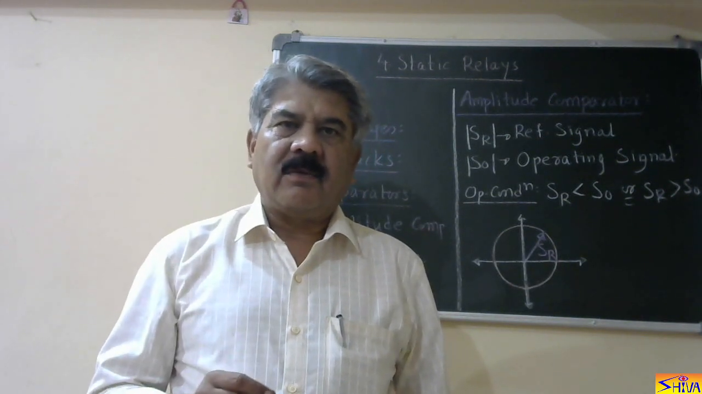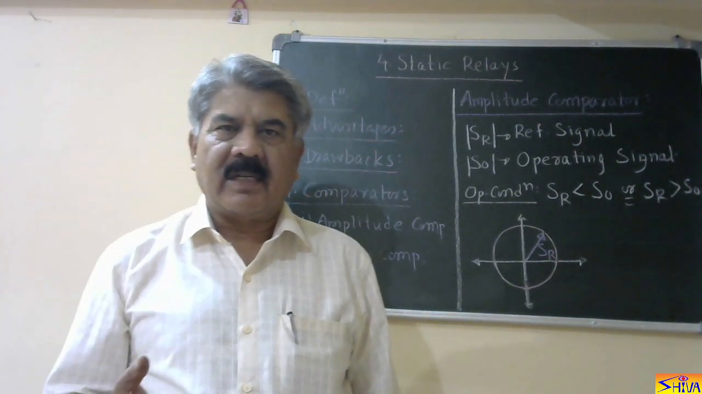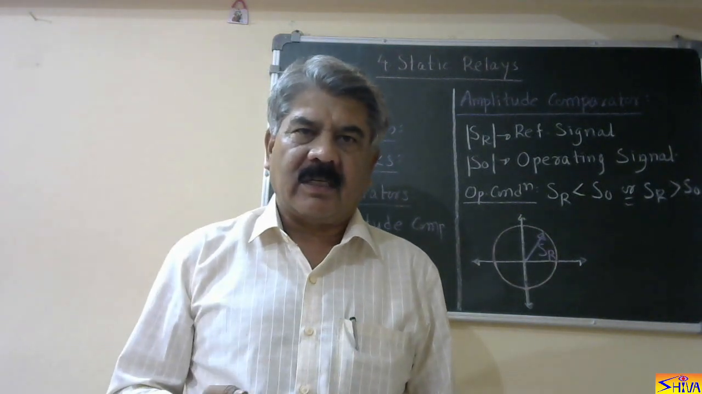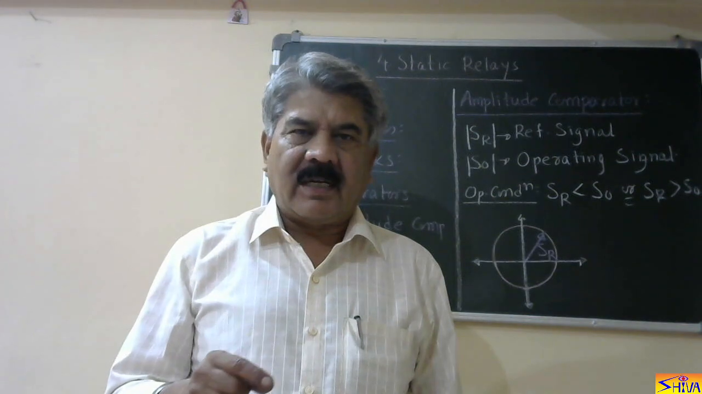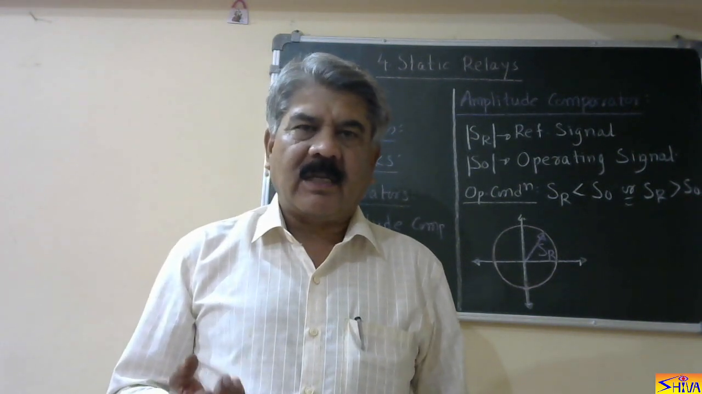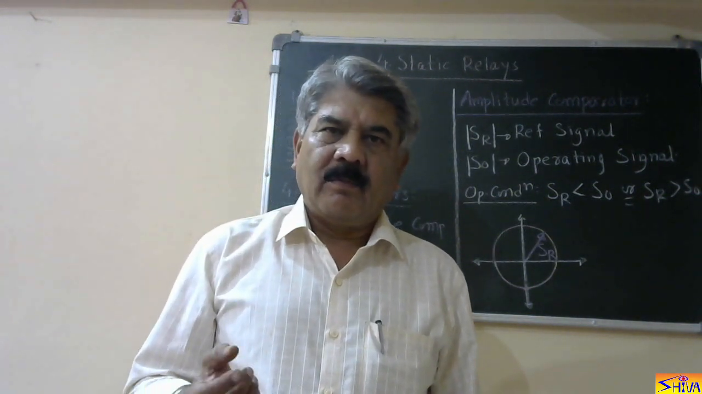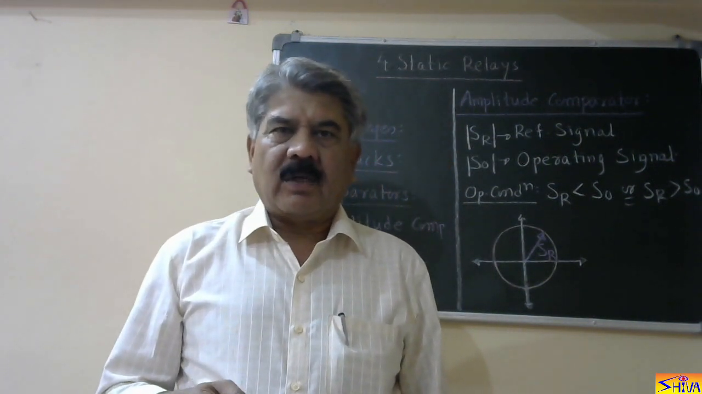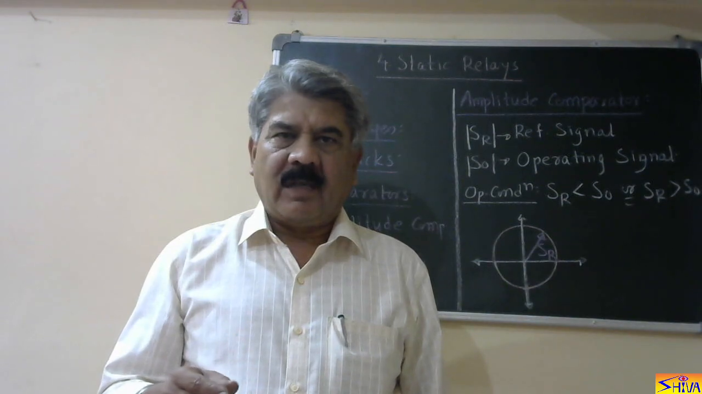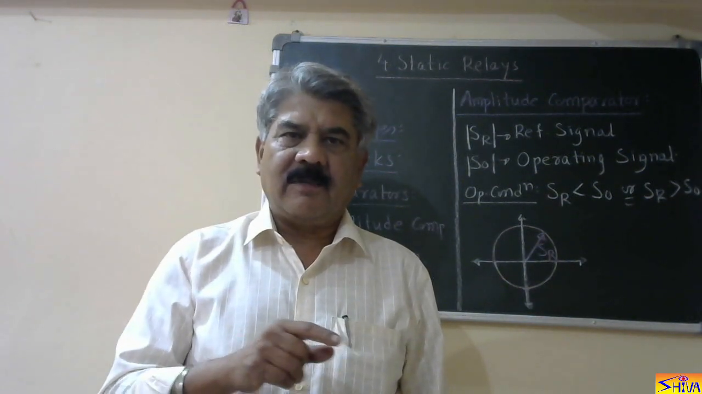Next advantage is we can generate non-conventional characteristics by using electronic circuit. Non-conventional characteristic means conventional characteristics are straight line and circle. For example, if we consider the impedance relay, mho relay characteristic is circle. If we consider directional overcurrent relay, characteristic is straight line. If we consider reactance relay, characteristic is straight line.